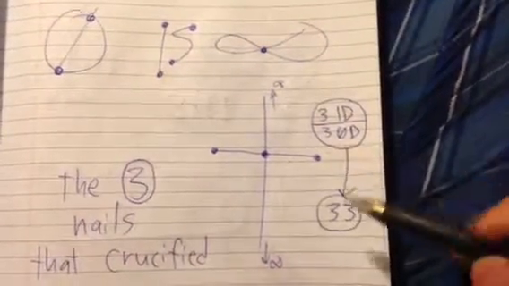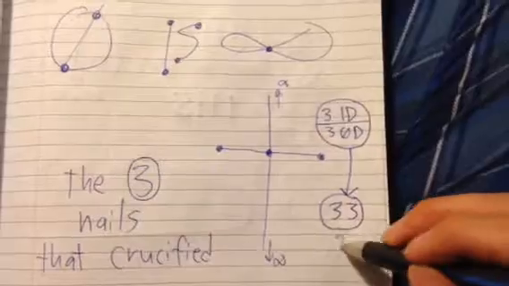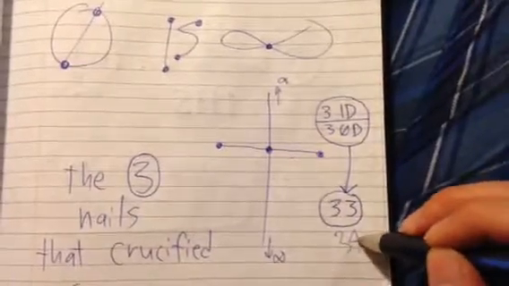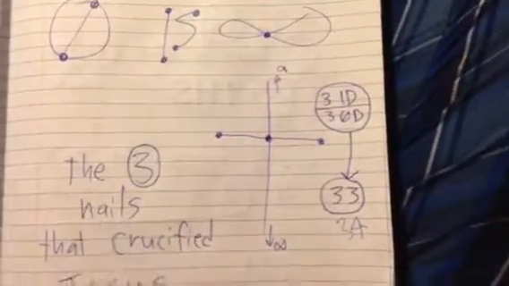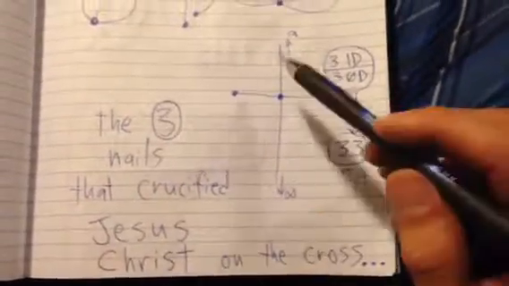And because it's in a circle, 33 is 34 when you don't circle it. But we're not going to go there because it's a universe. Anyways, the 3 dots depict the 3 nails that crucified Jesus Christ on the cross. I think that's pretty important. So let's go over some 33 stuff.